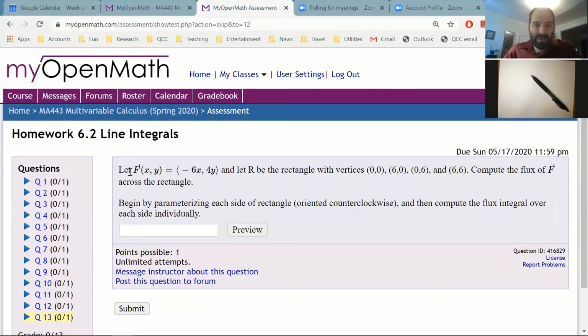All right, let F of x, y be this vector field, and let R be the rectangle with these vertices. Compute the flux of F across the rectangle. Okay, we worked through an example very similar to this, I believe, in class, although I don't think I did it as a flux integral. I think we just did a normal line integral over a rectangle.